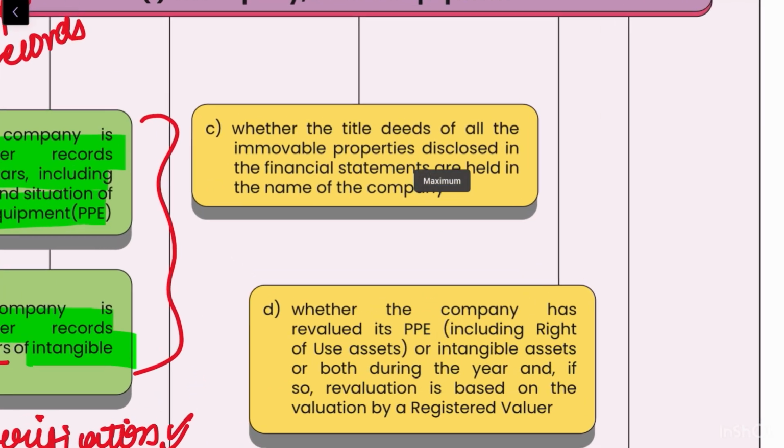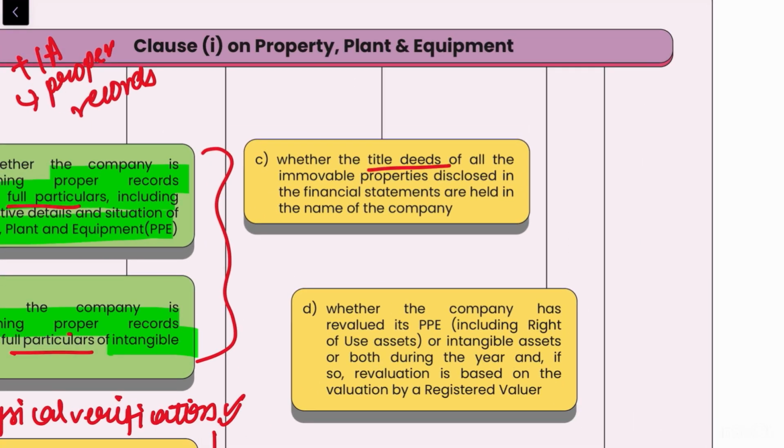The next part is about the title deeds, that is, in whose name the company's property, plant and equipment is being held. Here we are particularly talking about the immovable property. We have to state if the title deeds of the immovable properties which are disclosed in the financial statements are held in the name of the company or not.